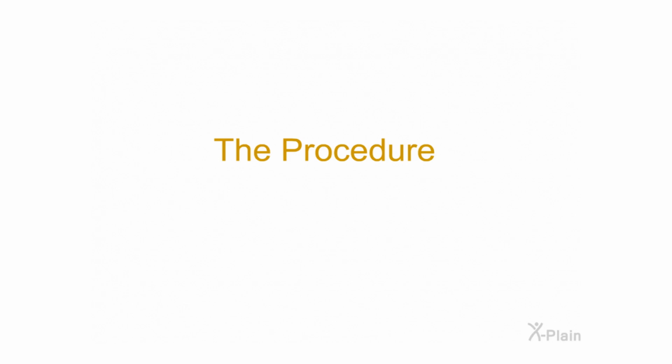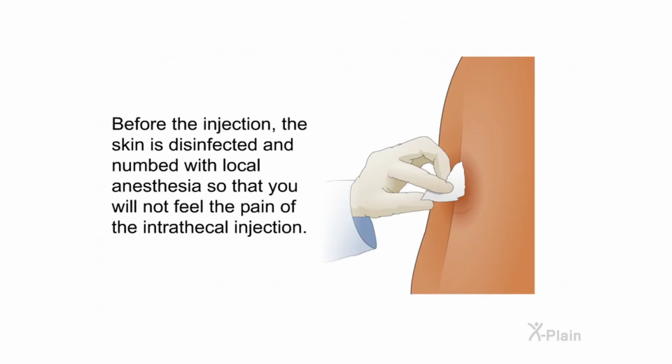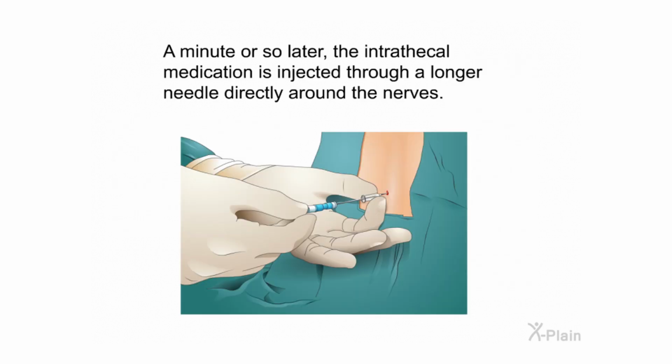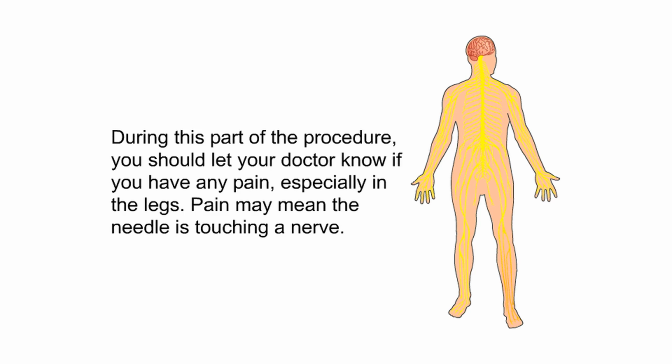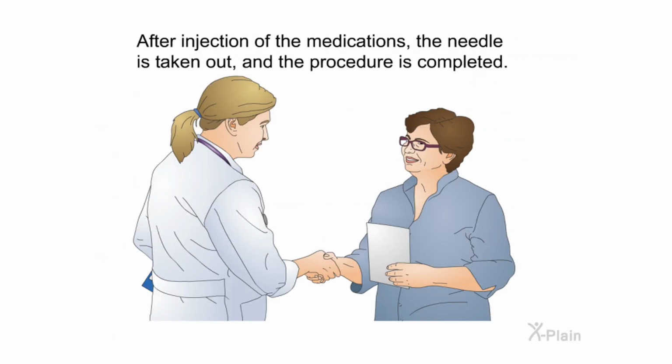The procedure. Before the injection, the skin is disinfected and numbed with local anesthesia so that you will not feel the pain of the intrathecal injection. A minute or so later, the intrathecal medication is injected through a longer needle directly around the nerves. This is usually not painful, although it may be uncomfortable. During this part of the procedure, you should let your doctor know if you have any pain, especially in the legs. Pain may mean the needle is touching a nerve. After injection of the medications, the needle is taken out and the procedure is completed.